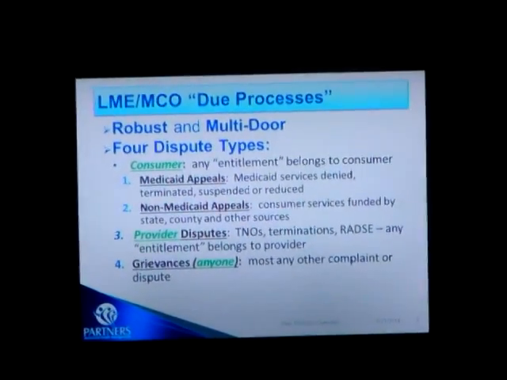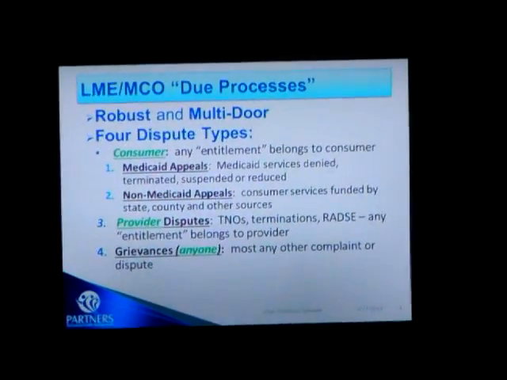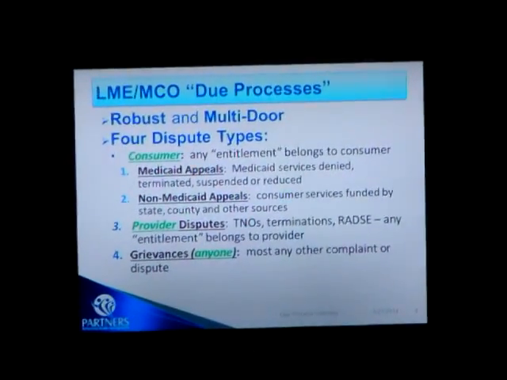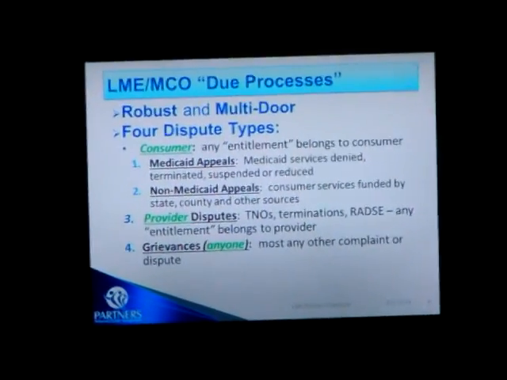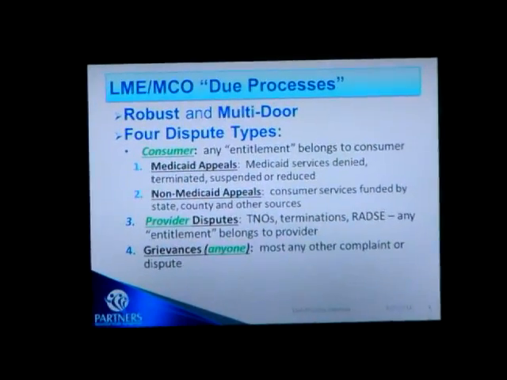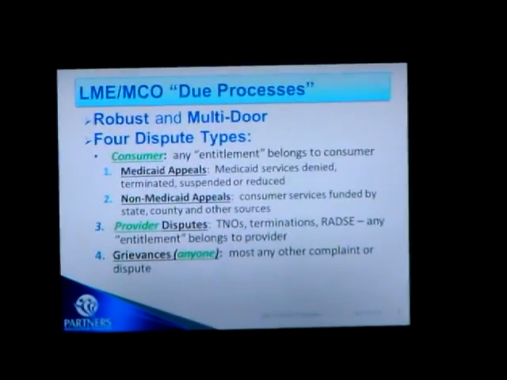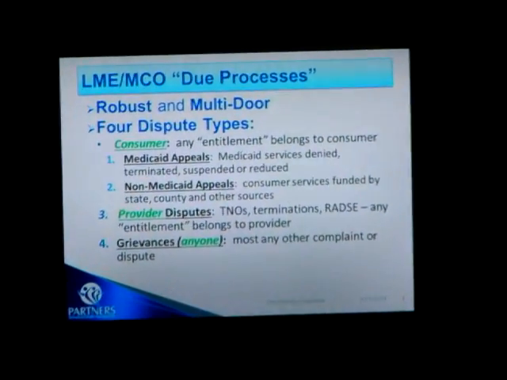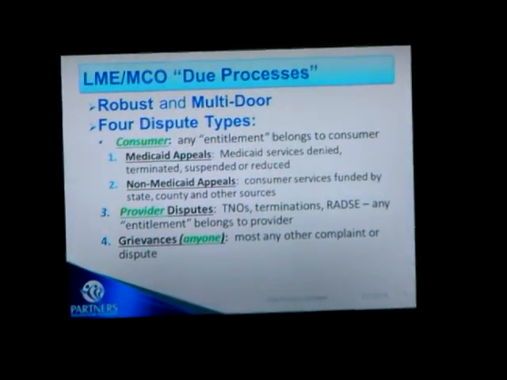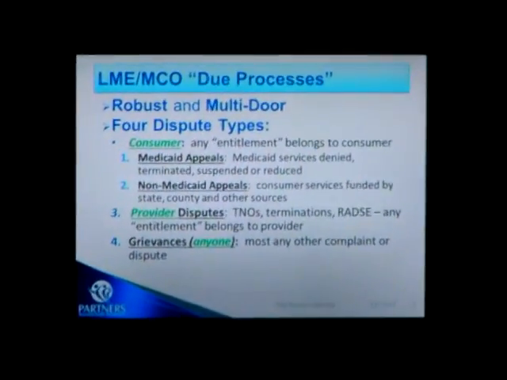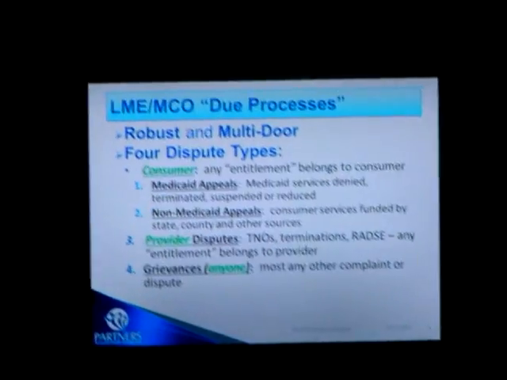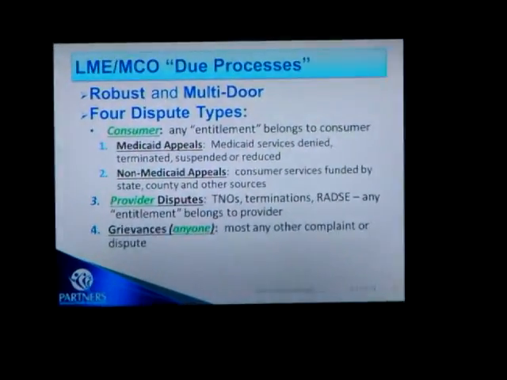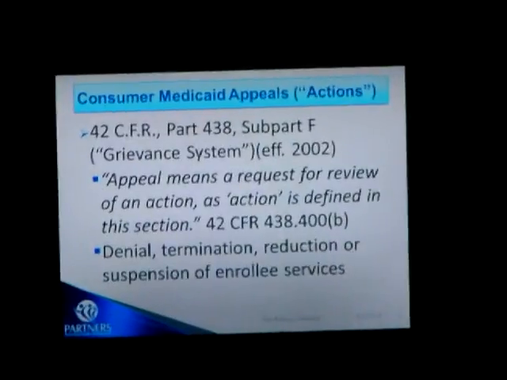And then lastly, grievances. Grievances is a catch-all. If you don't have a consumer appeal right through Medicaid or non-Medicaid, if you don't have a provider dispute right through that process, if you're not a consumer or a provider, and you still have a complaint, our grass is too tall, you came visiting and were treated rudely, any type of concerns, you can do it through the grievance process, and we'll talk a little bit more about that. So those are the four processes.